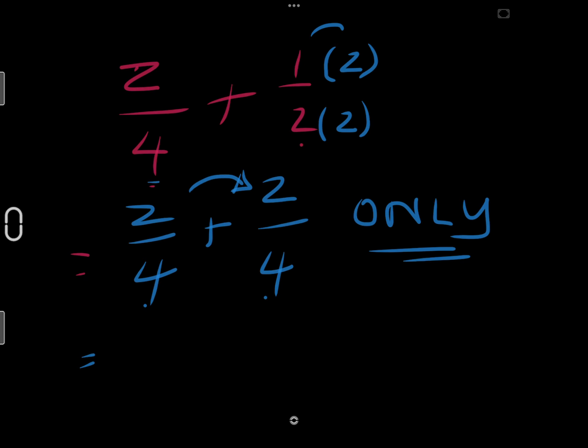So let's go ahead and add our numerators. 2 plus 2 gives us 4, and then maintain 4. Whenever you add fractions, you do not add the denominators. So how many times can 4 enter into 4? It enters once. So we still have 1 whole.